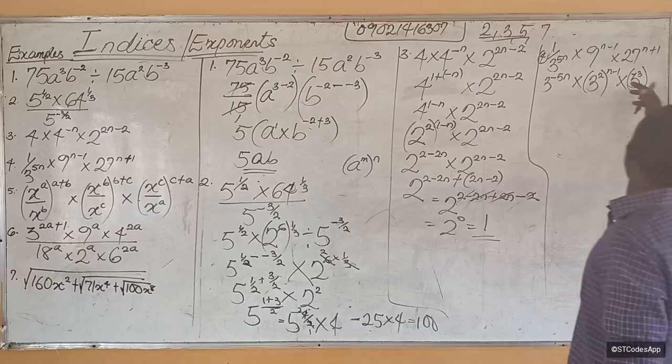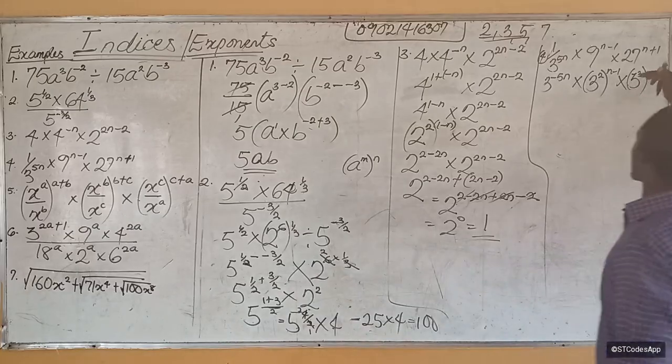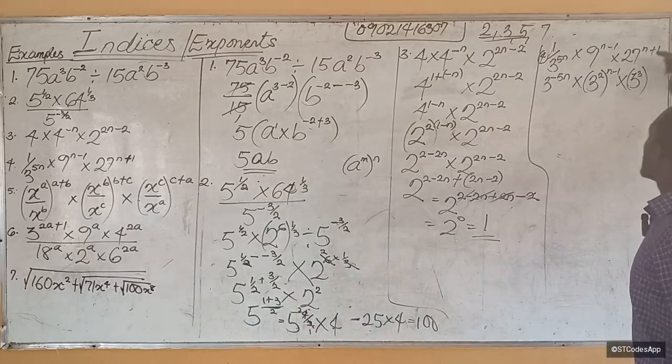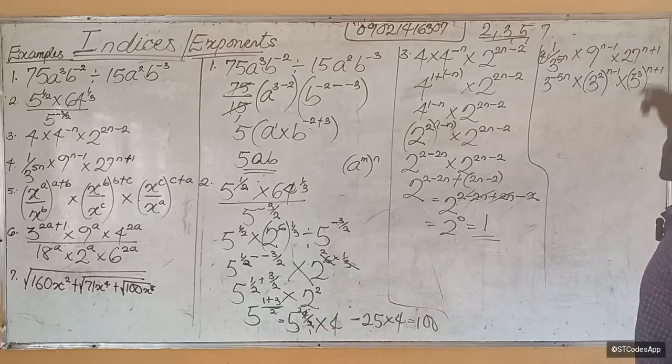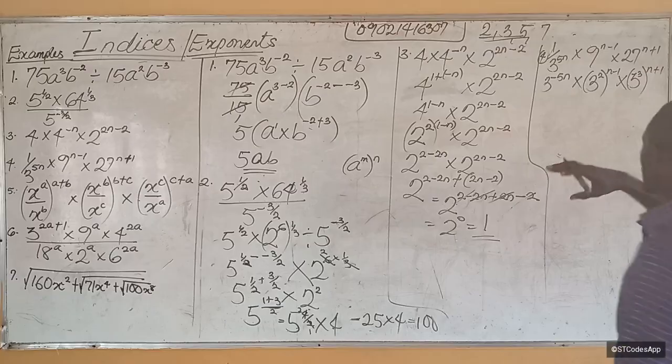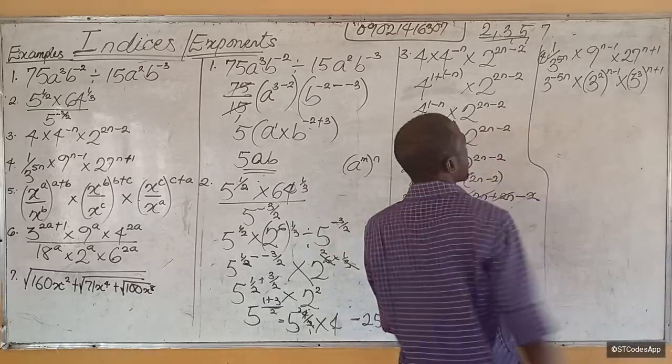So, 27 is 3 raised to the power 3. Then now raised to the power n plus 1 again. Make sense? Good. So all the bases are now the same.